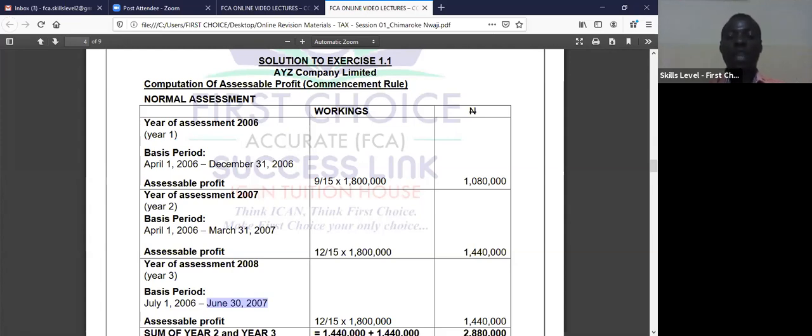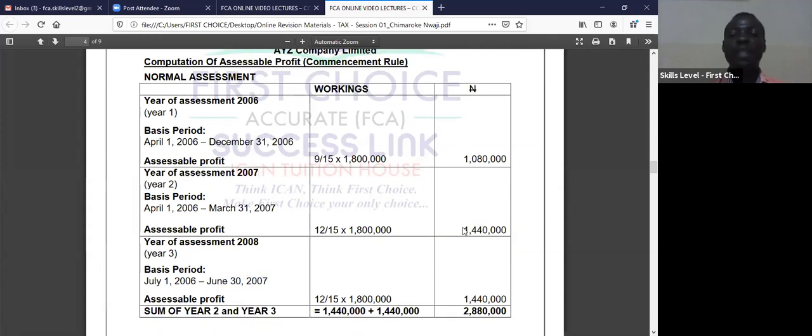Now, after doing the first, second, and third year, you simply add the second year and the third year together. So that's what you see here. Sum of year 2 and year 3, which are these two figures, and I'm getting 2880. What is the reason for adding these two values? It is because in the second question, when they say use the alternative method, you're going to be comparing this figure with the alternative figure for year 2 and year 3.